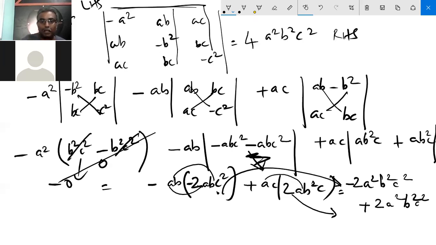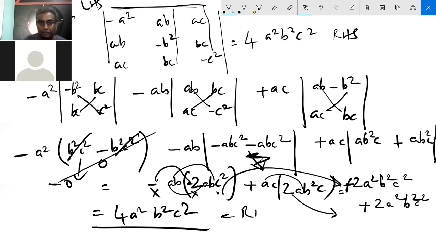Sorry uncle, you missed the a squared in the beginning. The minus into minus, so that becomes plus. So that is equal to 4a squared b squared c squared, which is equal to the right hand side.